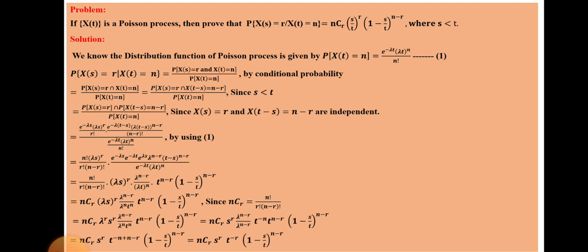We are grouping s and t, because s^r t^(−r): taking t^(−r) to the denominator, we get 1 by t^r, so (s/t)^r. That is nCr s^r over t^r, (1 − s/t)^(n−r). So nCr (s/t)^r (1 − s/t)^(n−r), which is the required result. Thanks.